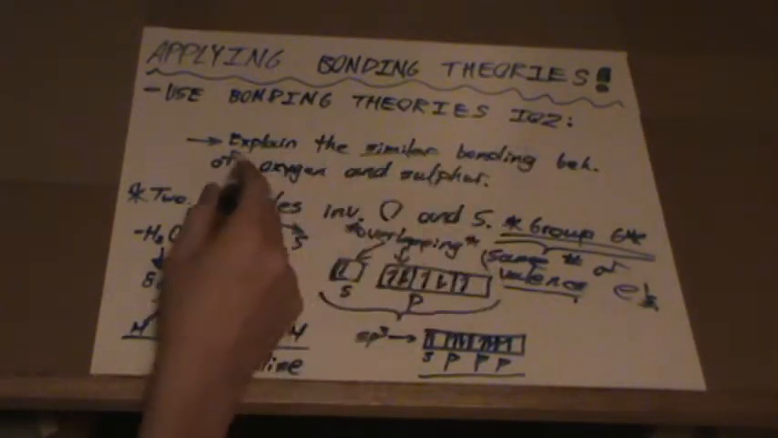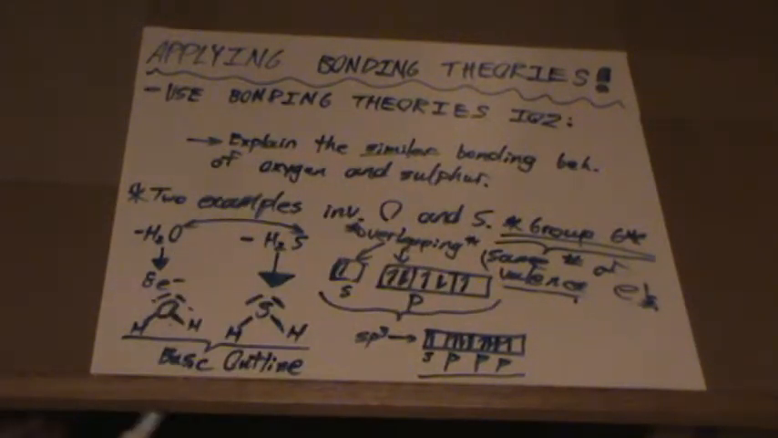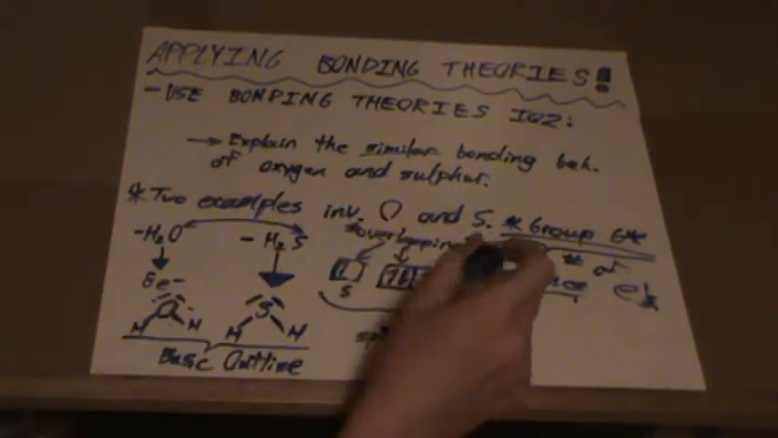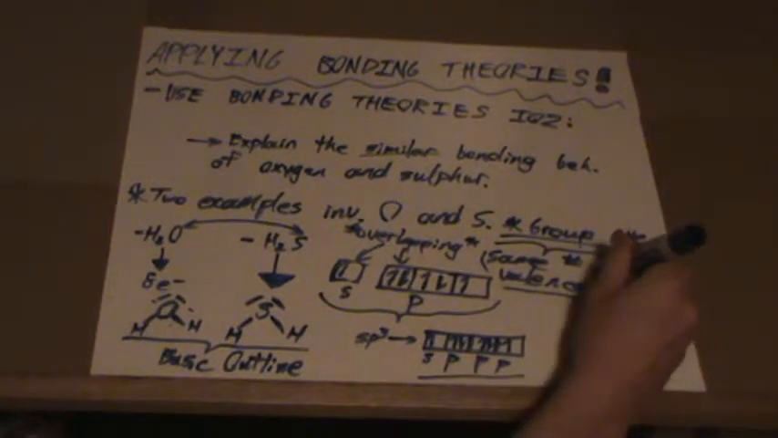explain the similar bonding behaviors of oxygen and sulfur. Well, we could simply end with, in their hybridized state in this molecule, they have the same arrangement of their hybrid orbital, and this is due to the fact they have the same number of valence electrons.